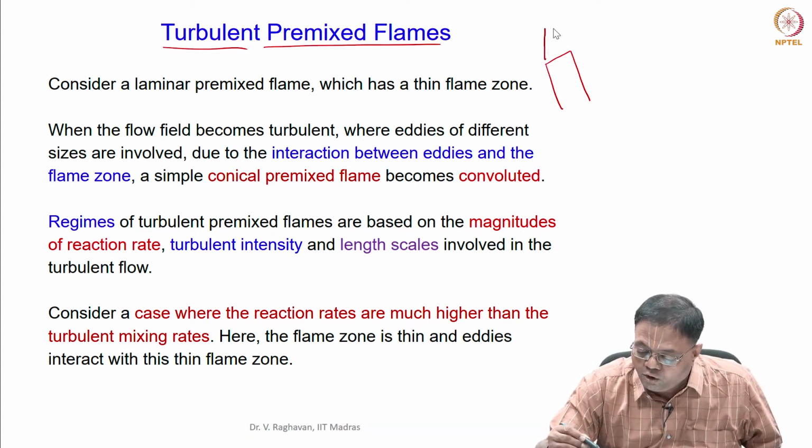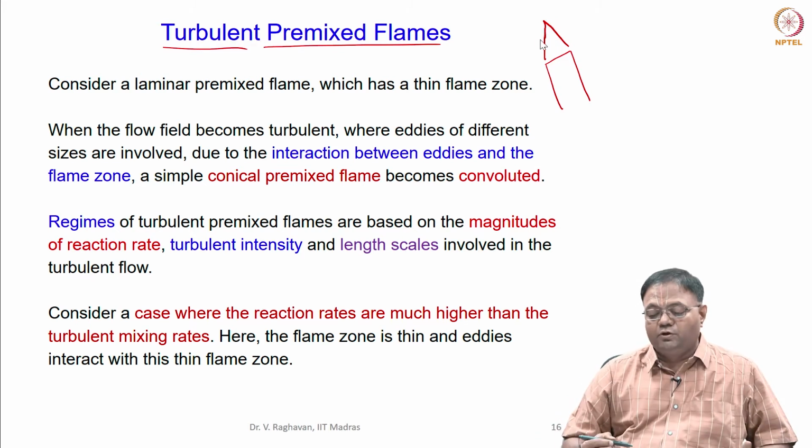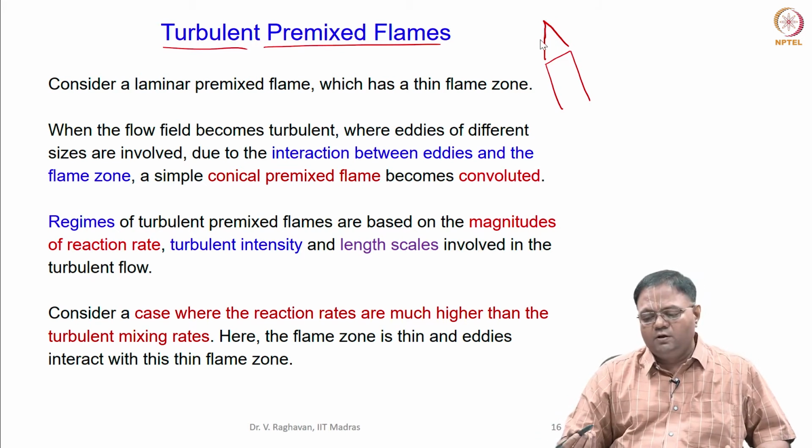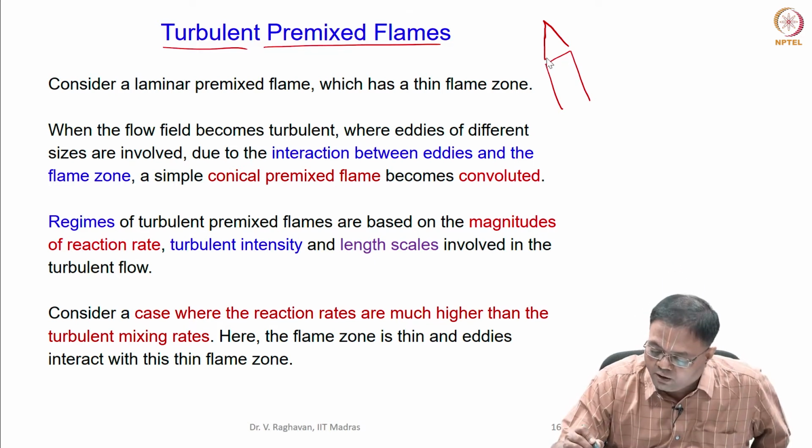So let us just draw a flame like this, a conical flame at the end of a Bunsen burner, which will be very thin. So this is the flame we get in the laminar regime. This is the flame we are going to get.